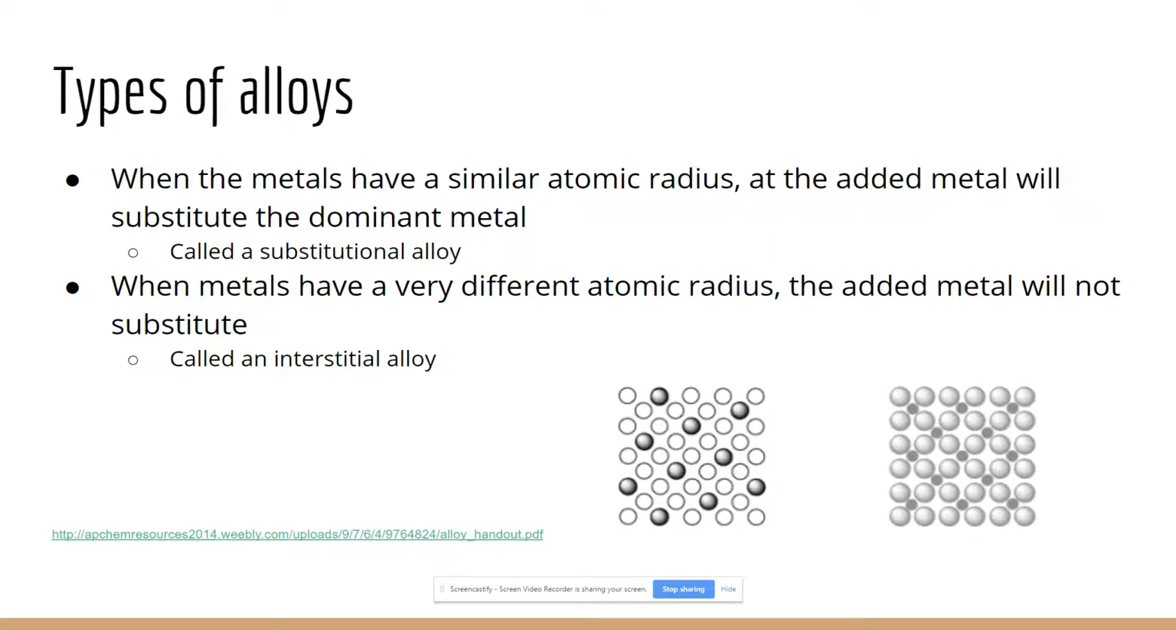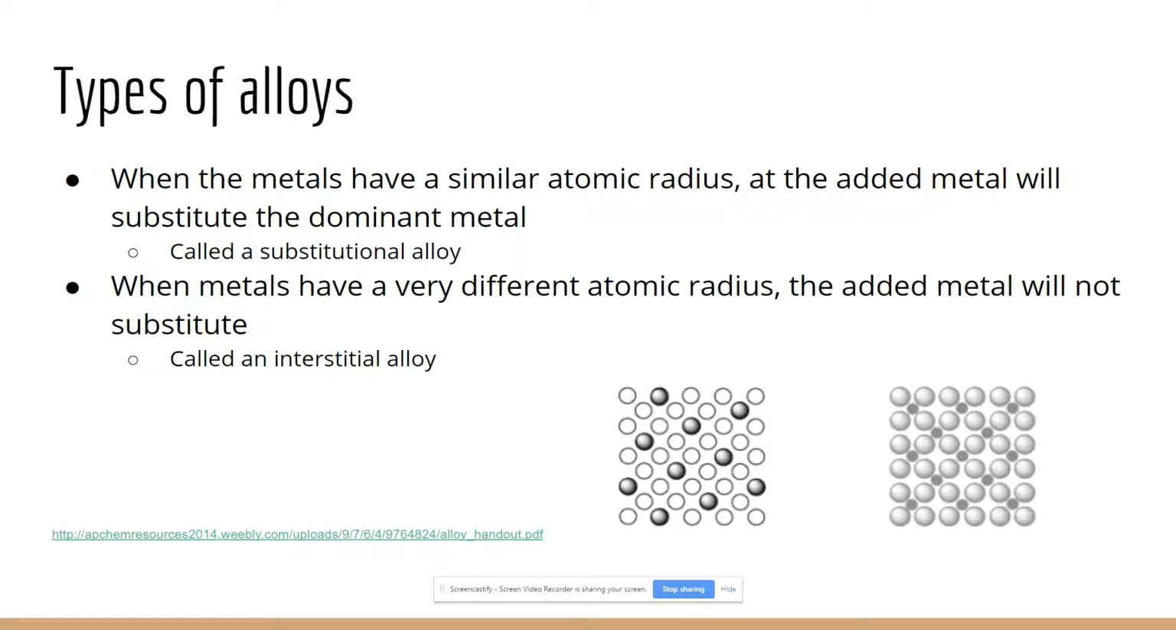And then when metals have a very different atomic radius, say in the case of stainless steel, iron is so much larger than carbon. Those carbon atoms don't substitute in, rather, they actually go in between what would be the normal lattice, and that is called an interstitial alloy. So both substitutional and interstitial alloys really add another layer of intermolecular forces that make it difficult to break a substance.